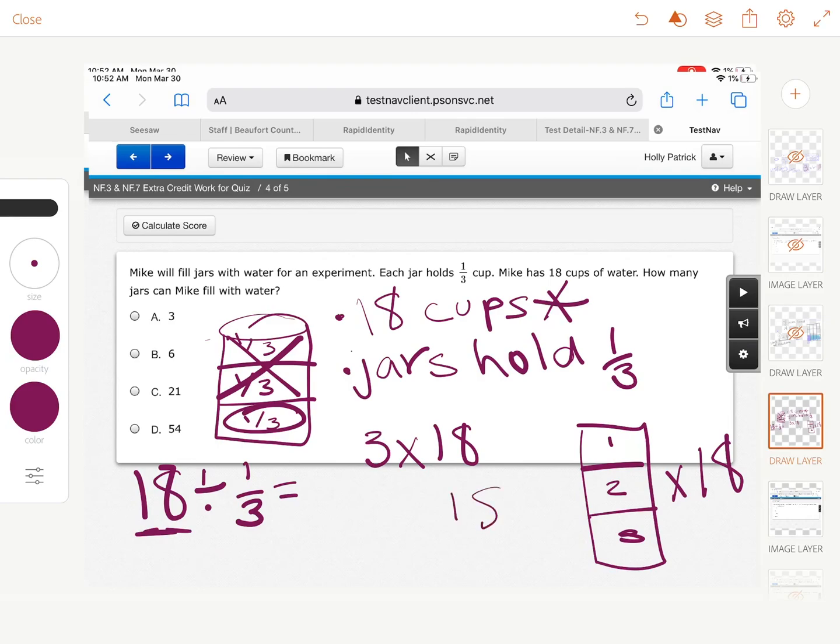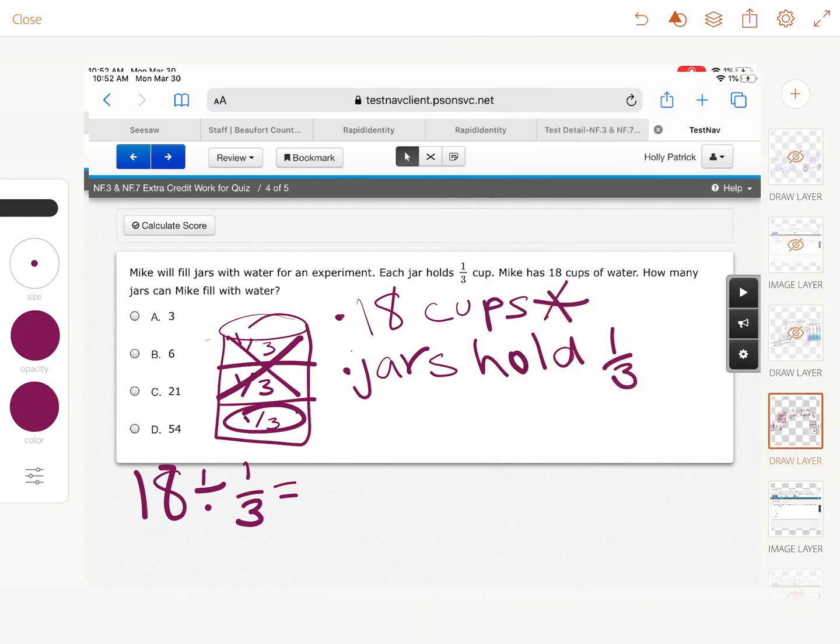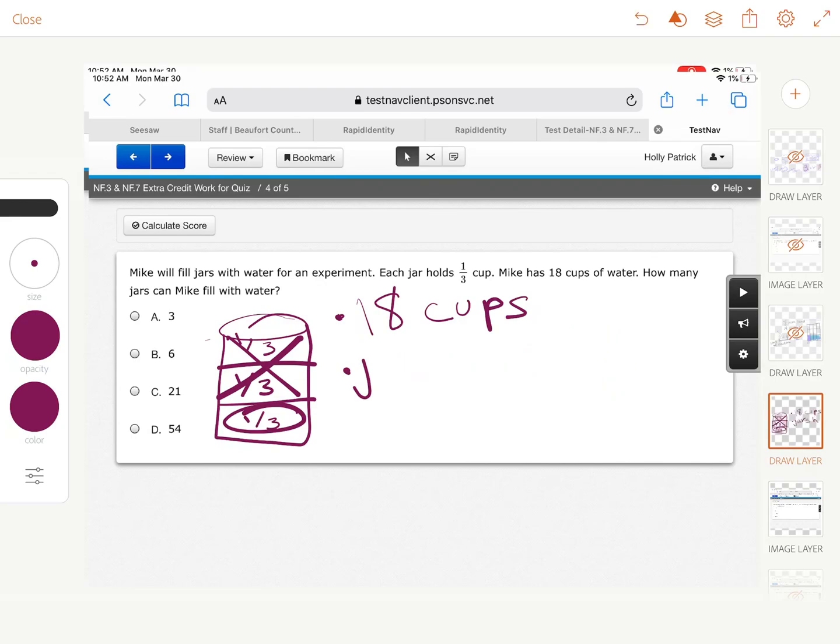Sorry, I'm going to turn it this way. 8 times 3 is 24. Carry my 2. 1 times 3 is 3, plus 2 more is going to give me 54. So 54 is going to be my answer. I'm going to show you one other way to solve this problem. Sorry, it takes me a second to reverse everything.